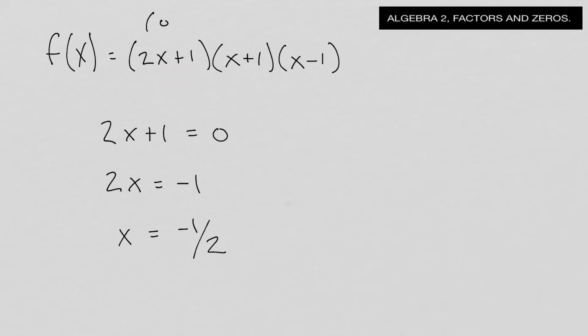So that means that this now equals 0. And 0 times anything, 0 times this means this whole thing is going to zero out. This is the idea of zeroing out your factors. So we get our first answer as negative 1/2.